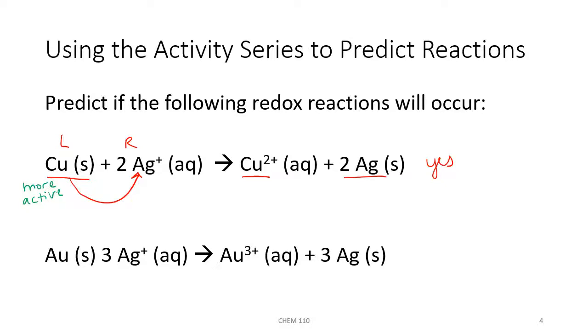In our next example, we have solid gold reacting with silver ions in solution. In this case, when we find our gold on the left-hand side and we find our aqueous silver ions on the right-hand side, the gold is lower on the activity series than the silver ions. This means that no single replacement reaction can take place.